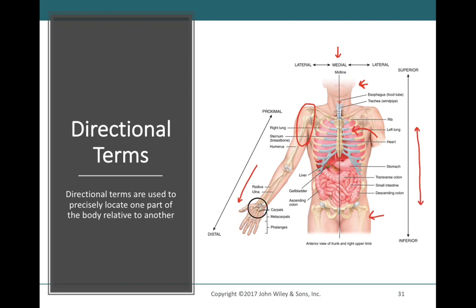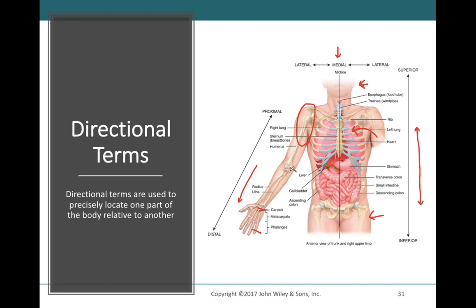So if we were to draw, let's say, the wrist here, and we were to draw the fingers, and we were to draw the elbow, we will say that the elbow is proximal to both the wrist as well as the fingers. We will say that the wrist is going to be proximal to the fingers, however, it is going to be distal to the elbow. The fingers, or the phalanges as we call them, are going to be distal to both the wrist and the elbow.